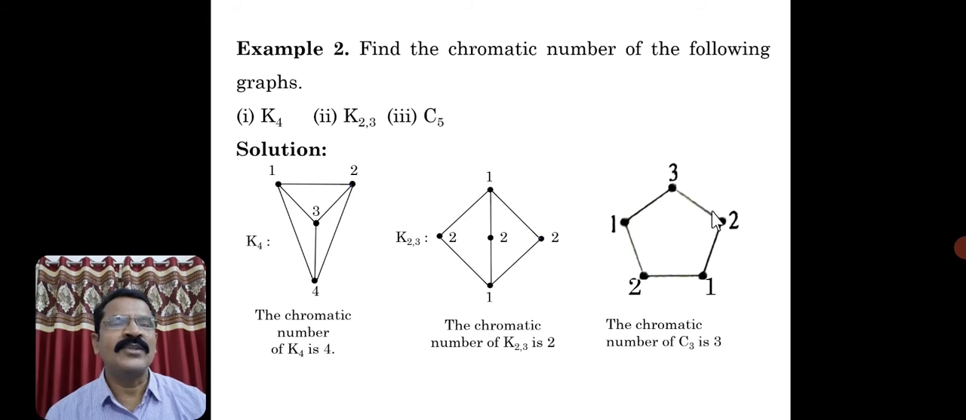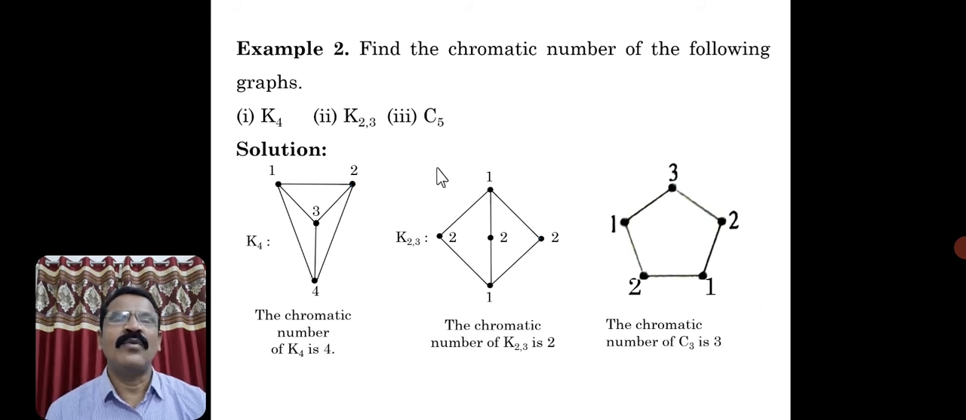If you go to the next vertex, you cannot use the color 1 because it is adjacent to a vertex colored with 1, so you can color it with 2. Now this last vertex is adjacent to 2 vertices, one colored with 1 and another colored with 2, so you have to color it with a different color, say 3. This is how the graph is colored with 3 different colors. So the minimum number of colors required to color the graph C5 is 3.